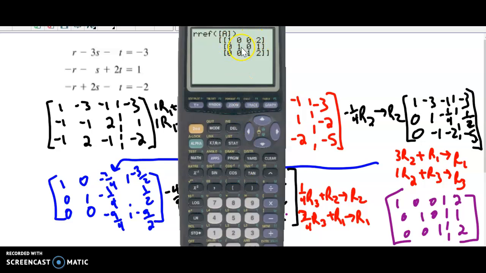X equals 2, Y equals 1, Z equals 2. Just like we got. But I would argue a tad quicker, huh? All right. So it's good for you to see the math that we used to do before calculators, and now we program calculators to do that for us. But okay, it's called row reduced echelon form. And that's what all this means.